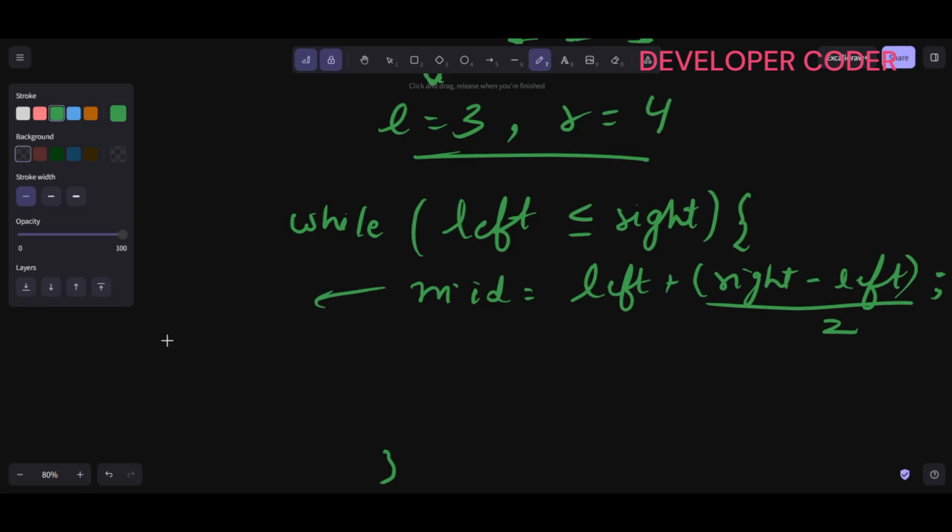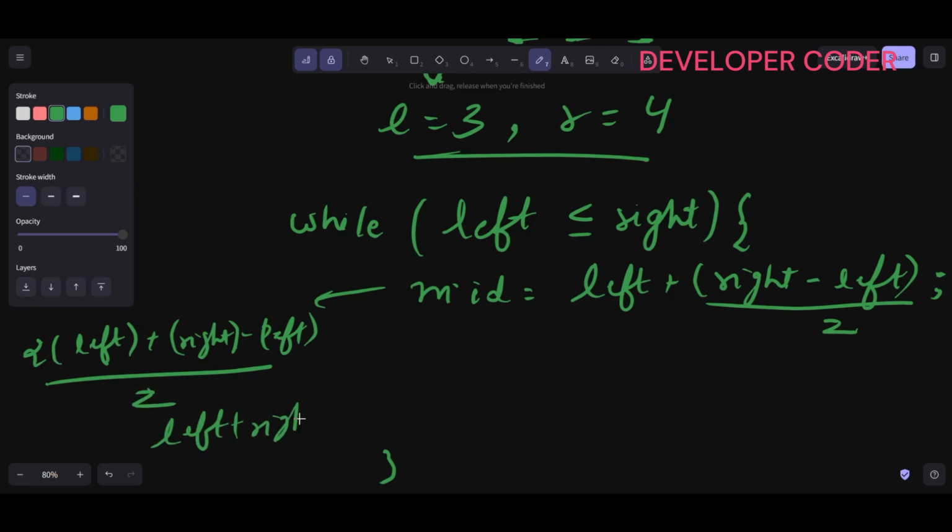If I simplify this equation, 2 left plus right minus left, by 2, 2 left minus left is nothing but left, so it is left plus right by 2. So can I simply write it like this? I can, but if my left and right values are very big, I may get an overflow error when doing the addition. In order to avoid that, I write it like this, so that I always get a smaller value.